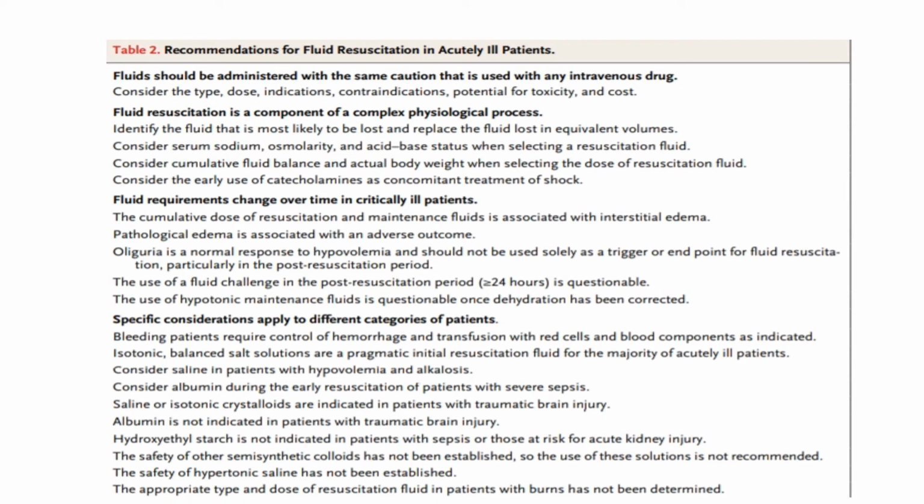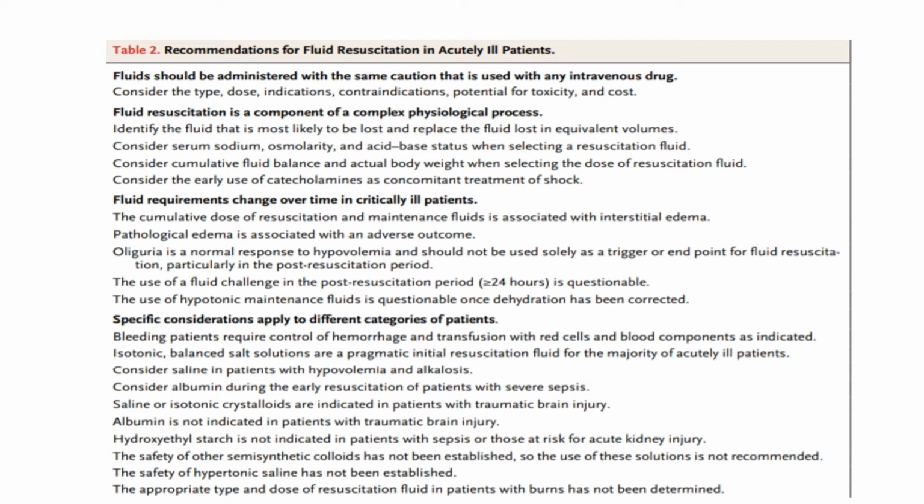Specific considerations apply to different categories of patients. For example, bleeding patients require control of hemorrhage, and transfusion with RBCs and blood components is indicated. Isotonic balanced salt solutions are pragmatic initial fluids for the majority of acutely ill patients. Consider saline in patients with hypovolemia and alkalosis. Consider albumin during the early resuscitation of patients with severe sepsis.